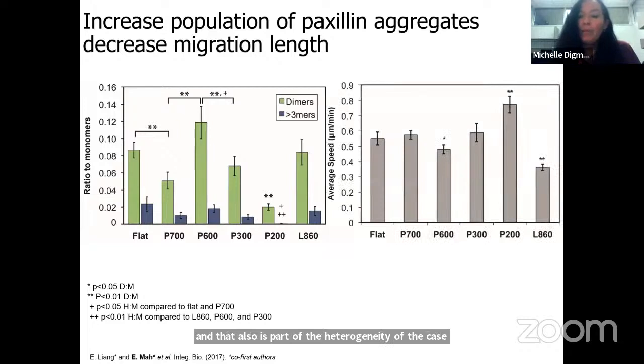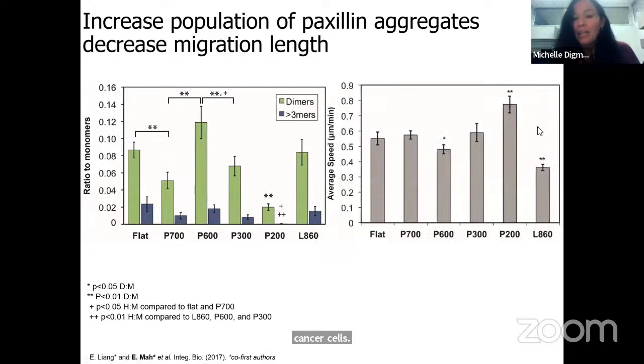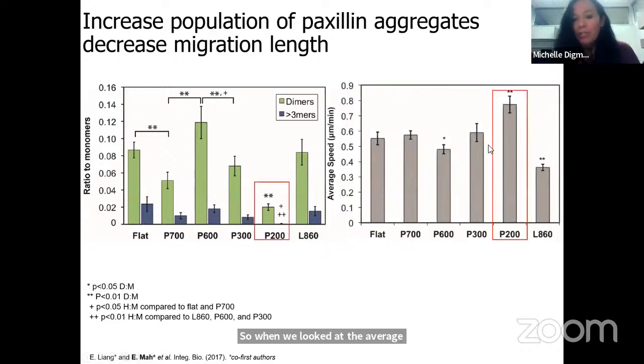So when we looked at the average speed of the cells on this type of material, we noticed that on the P200, the average speed of the cells increased by a huge factor. So we had an increased population of the paxillin aggregates decrease with migration length. We have smaller clusters that disassemble, and yet they travel the fastest in terms of speed.